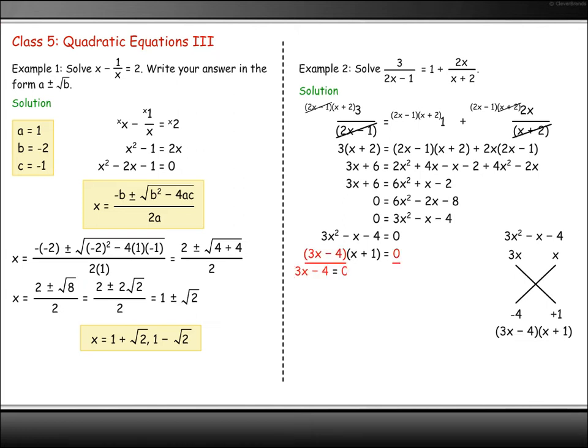Put each factor equal to 0, giving a solution of x is equal to 4/3, and x is equal to minus 1.